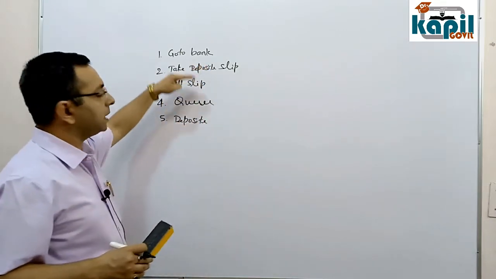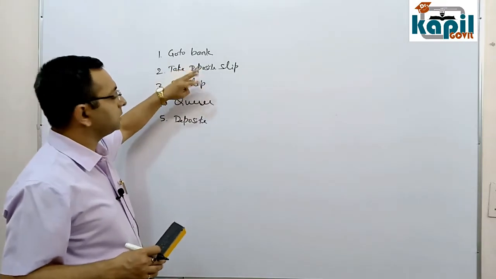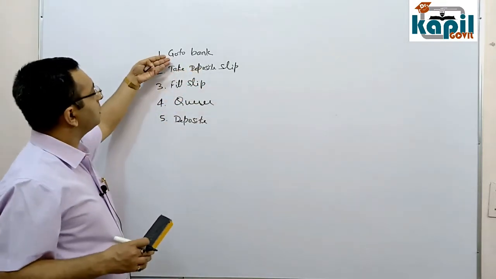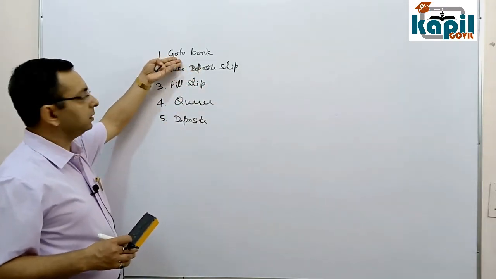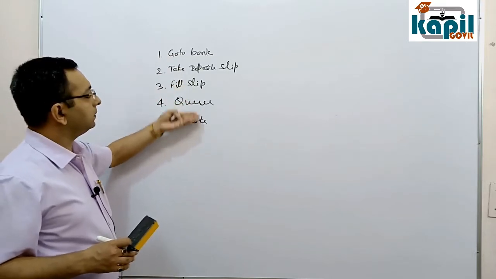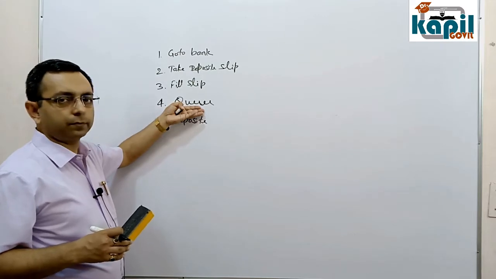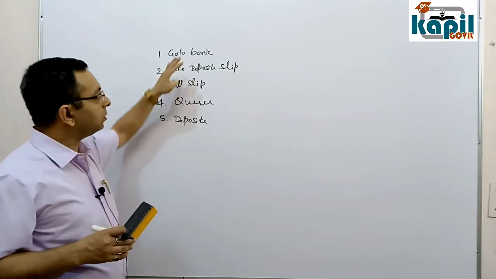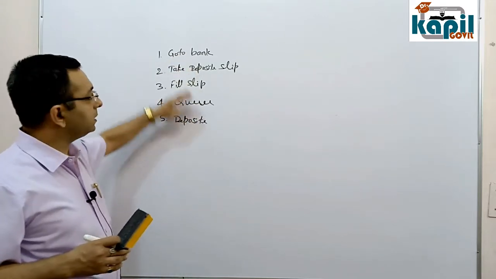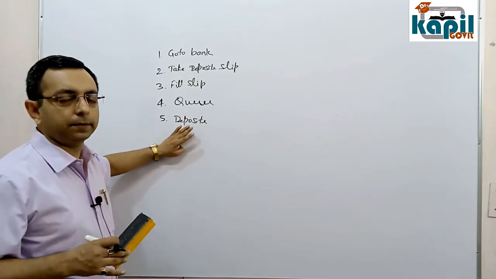You cannot skip any step. You cannot shuffle any step. Suppose without going to the bank, you are filling a slip and then depositing, then standing in the queue. It's not possible. So these steps are the example of a linear list.